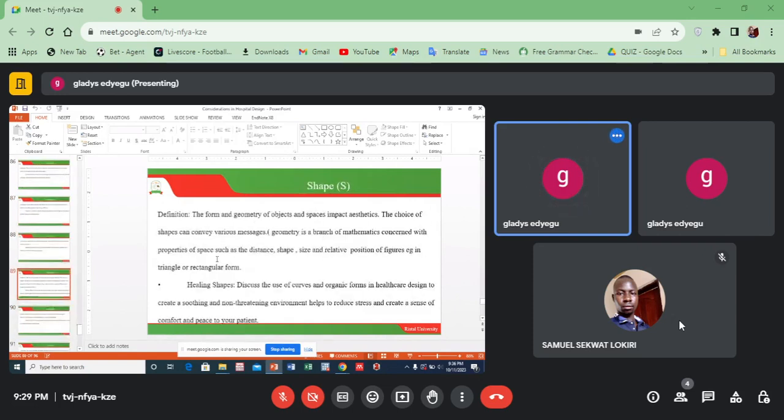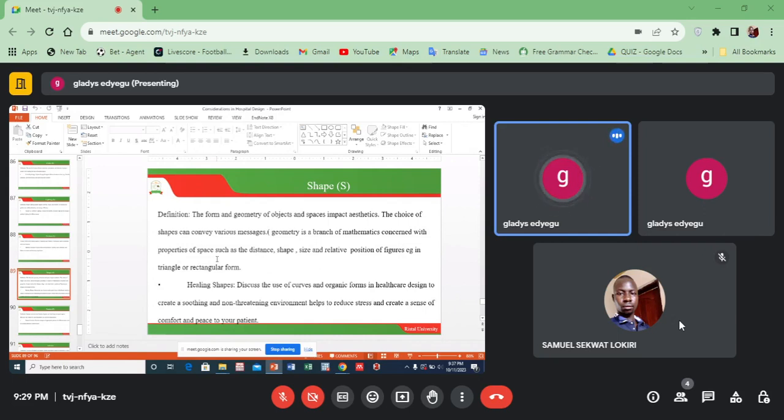Let's talk about the shape. The shape is one of the elements in aesthetics. The shape can be in the form of the room where the patient is, or the spaces where you're providing your services. You have to look at the shape. What kind of shape is that space?